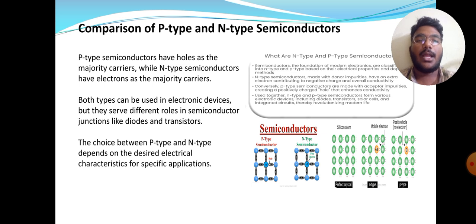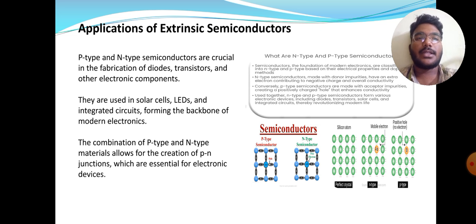Applications of extrinsic semiconductors. P-type and N-type semiconductors are crucial in the fabrication of diodes, transistors, and other electronic components. They are used in solar cells, LEDs, and integrated circuits, forming the backbone of modern electronics. The combination of p-type and n-type materials allows the creation of p-n junctions, which are essential for electronic devices.